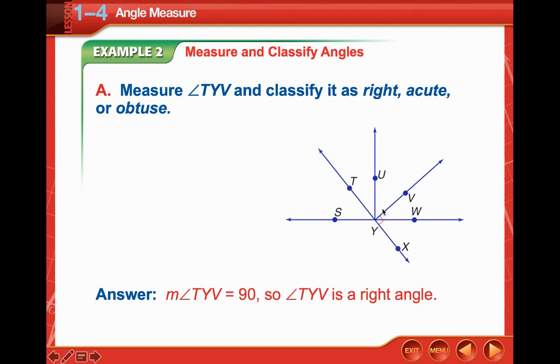So if this is a right angle, that must mean that this is 90 degrees. If you add both these angles together, they equal 180. So if you do 180 minus 90, it also equals 90. So TYV must be 90 degrees. So it's a right angle.